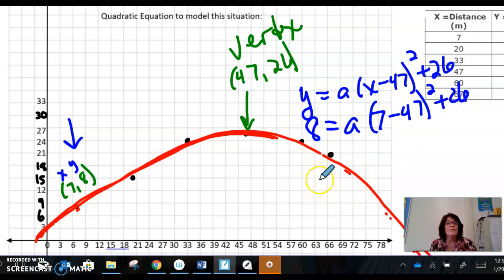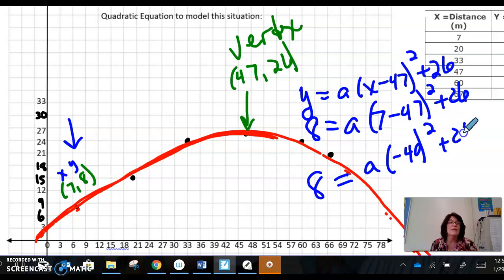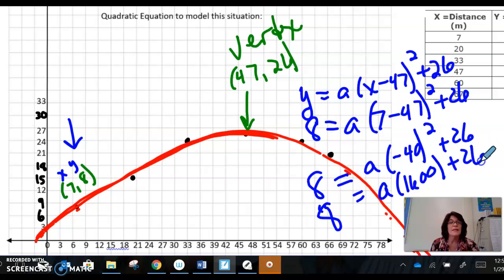Okay, so I have 8 equals a times (7 minus 47) squared plus 26. 7 minus 47 is negative 40. Negative 40 squared, that would be what, 1600? Positive 1600, right? So 8 equals a times 1600 plus 26. I'm going to subtract 26 from the 8.